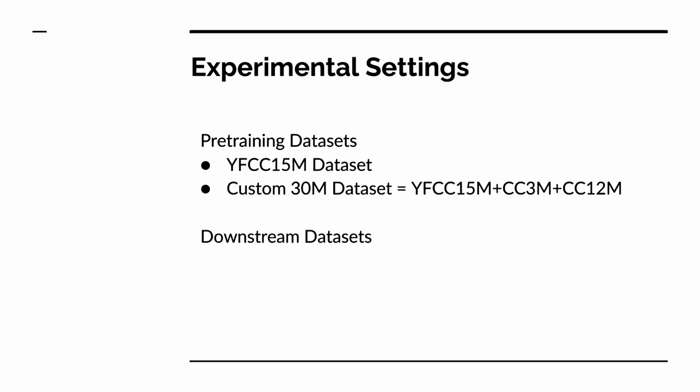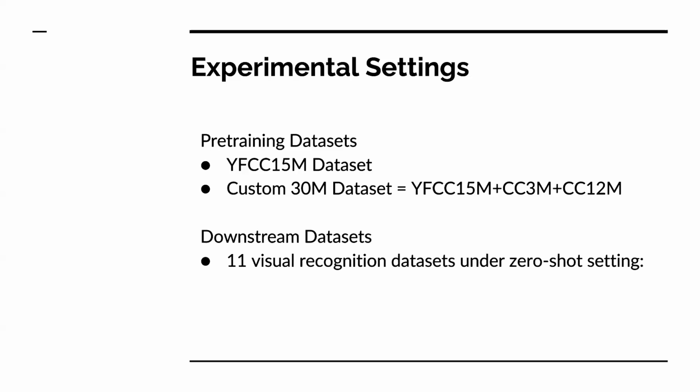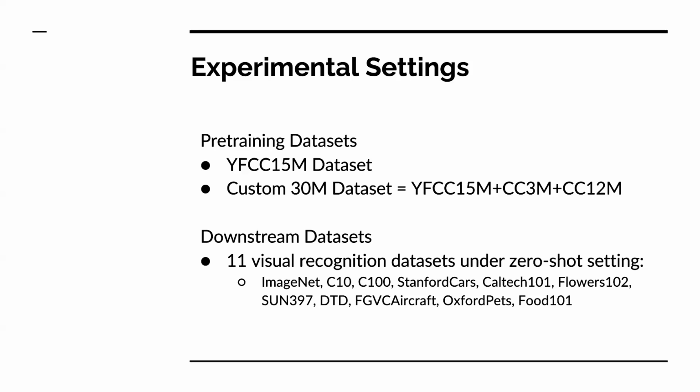So when it comes to the downstream data sets, we're going to use 11 of them, and then we're going to perform zero-shot classification on them. And obviously, you're going to have ImageNet, which is pretty popular. We have C10, C100, Stanford Cars, Caltech, Flowers 102, etc., etc.